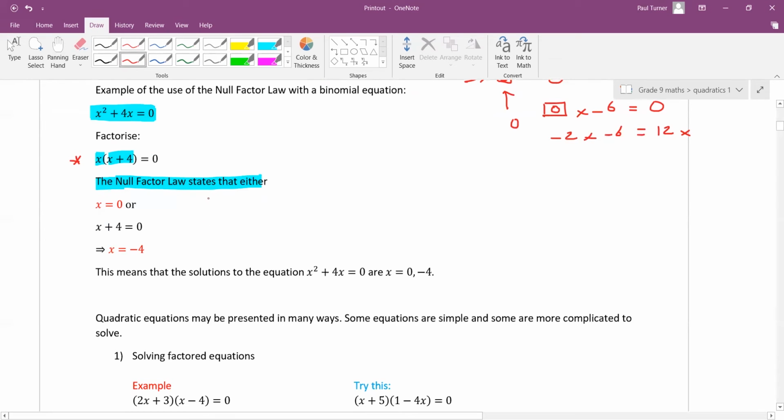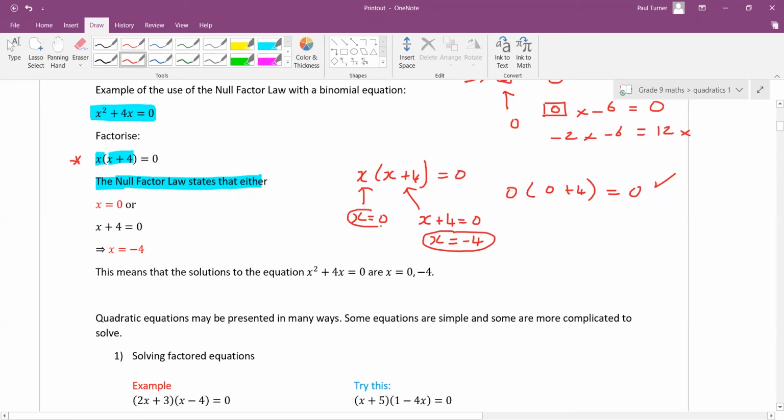So let's write that again. I'll show you this here. So x plus 4 equals 0. To get a 0 answer here, either x is 0. So if x is 0, we'll get 0 times 0 plus 4, won't we? Which will get 0. Or this must equal 0. So we write x plus 4 equals 0. x must be minus 4. There. So these are your two solutions, and you can check them.